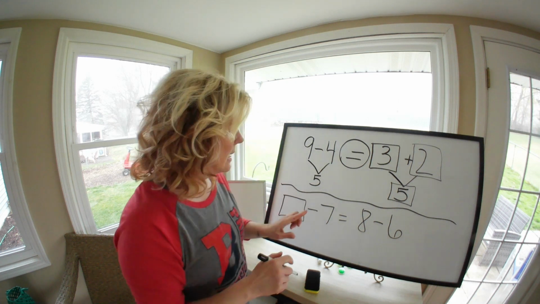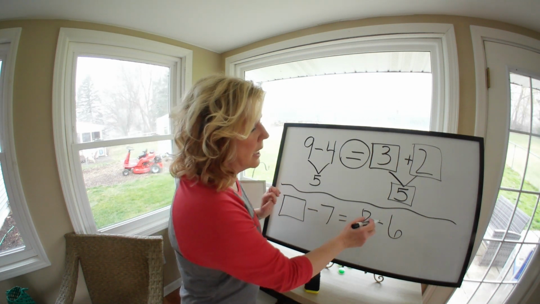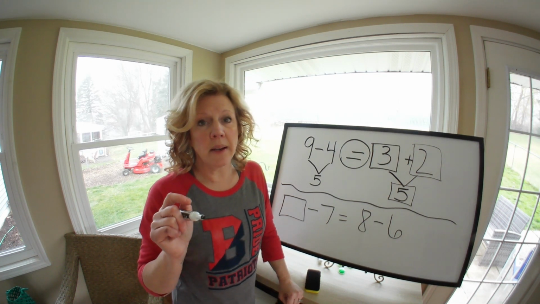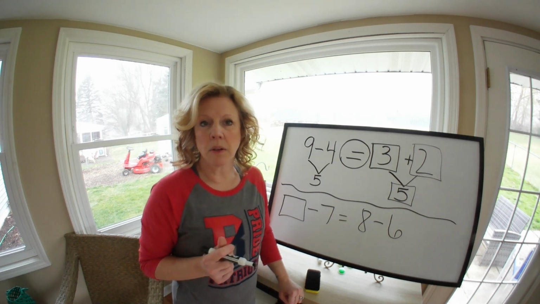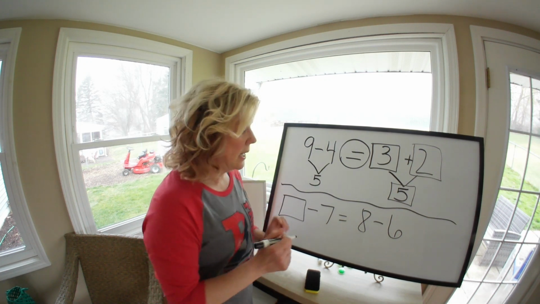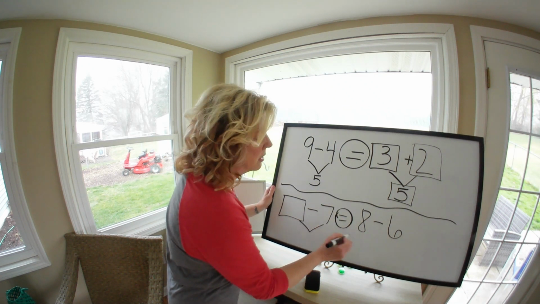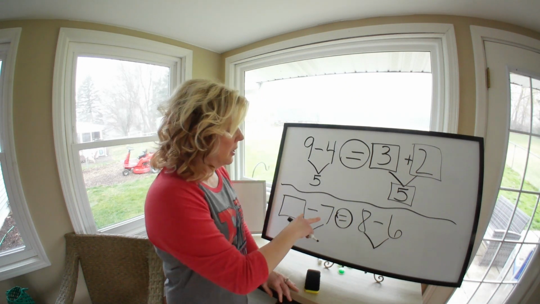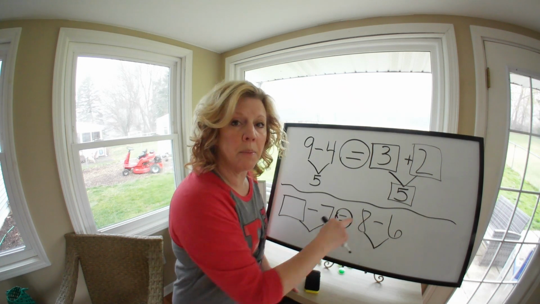Now let's take a look at this next one. We have blank minus 7 equals 8 minus 6. This is one of the ones that you guys seem to get mixed up on a lot because it's the first number that you're looking at. So again, we're going to find our equal sign, which means these two have to be the same as these two. Well, I can't figure this out yet because I'm missing a number, but I have two numbers over here.